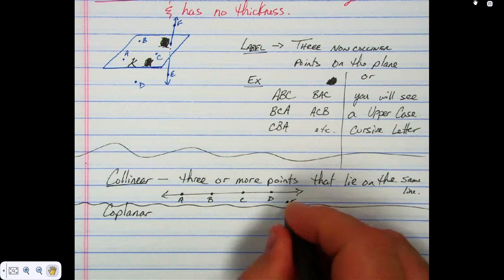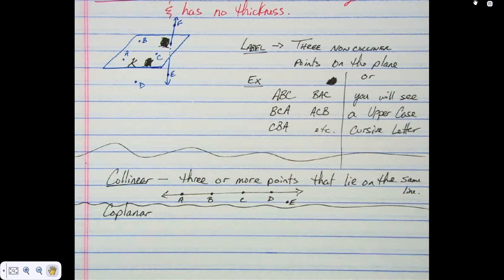And then I drew another dot down here, E. Are points B, C, D collinear? Yep. Would everyone agree with that? Yep. How about A, C, D? How about C, D, E? No. They are not collinear, are they?